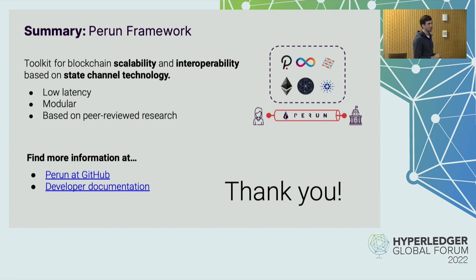So B may try to cheat and A has to be able to detect that. Yeah, exactly. But then they can rely on the layer one as an arbitrator. Exactly. Yeah.